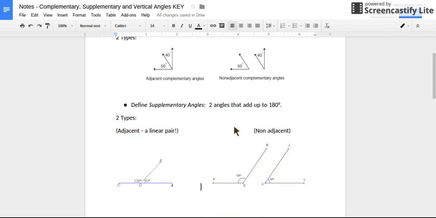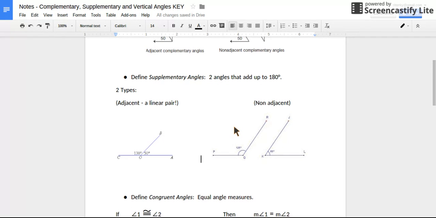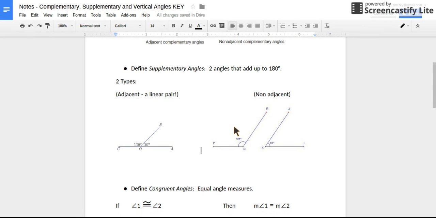Supplementary angles are also a pair of angles or two angles, but this time they add up to 180 degrees. And again, we can have two types. We could have an adjacent pair or a non-adjacent pair. Adjacent supplements are also known as a linear pair because they join together to create a line or a straight angle, which measures 180 degrees.